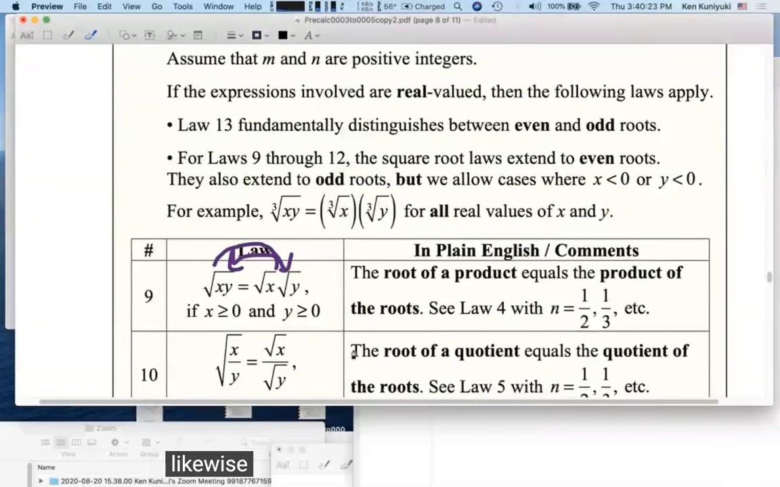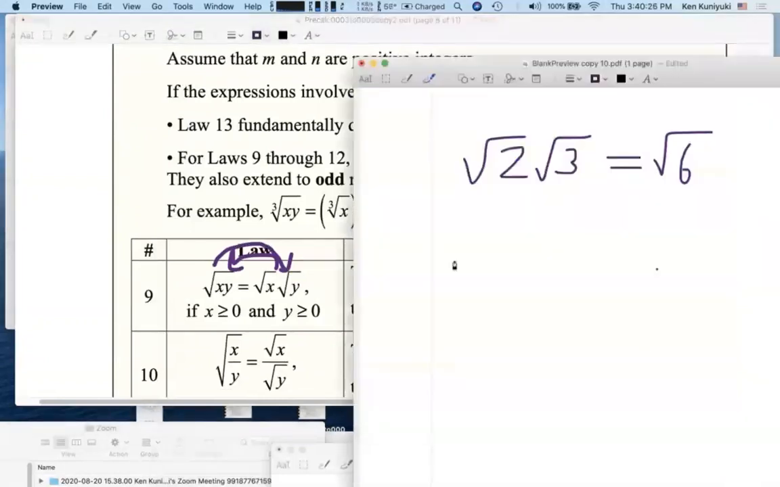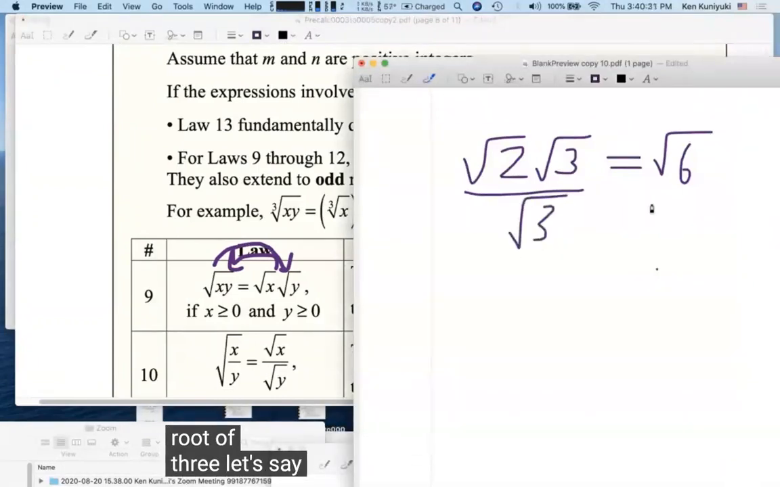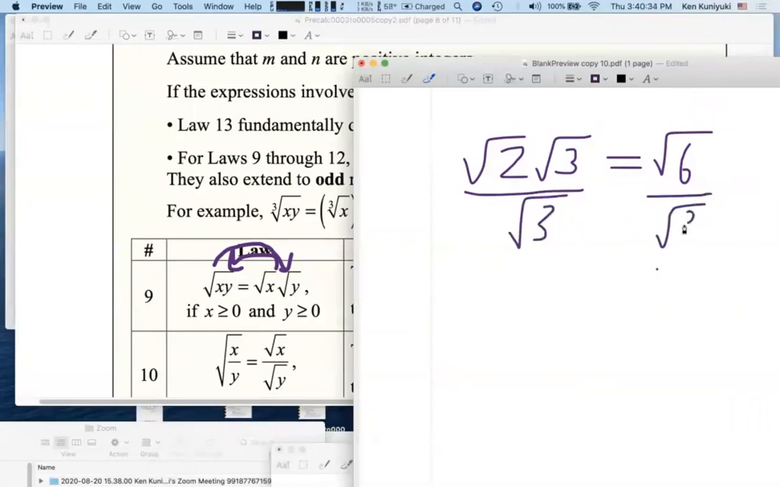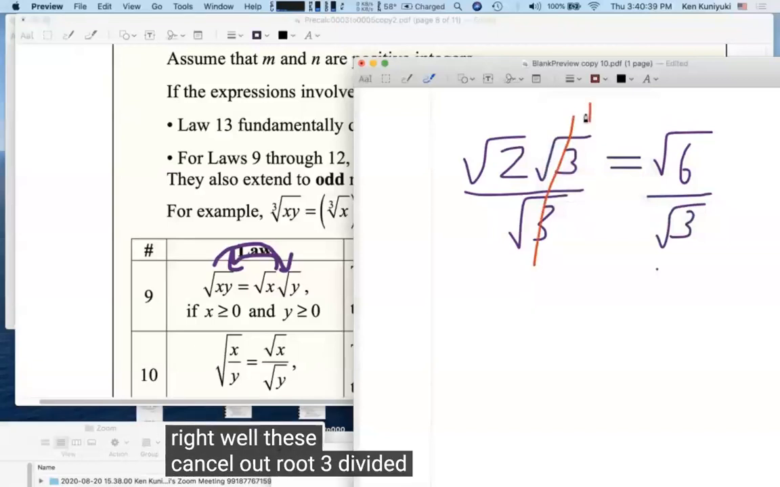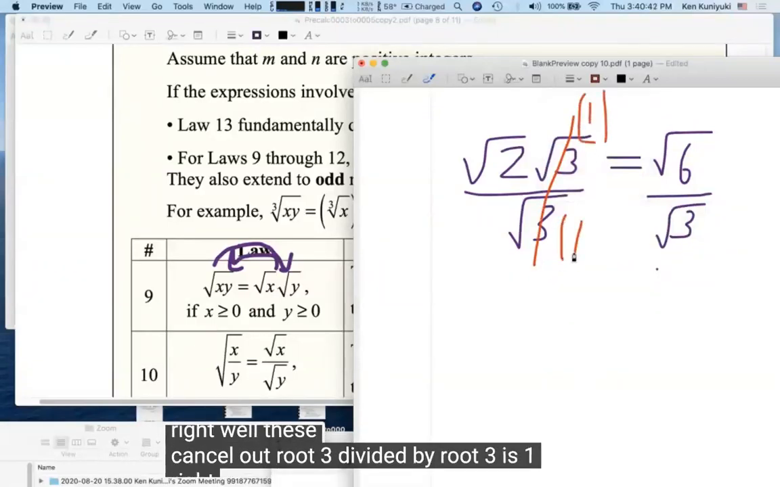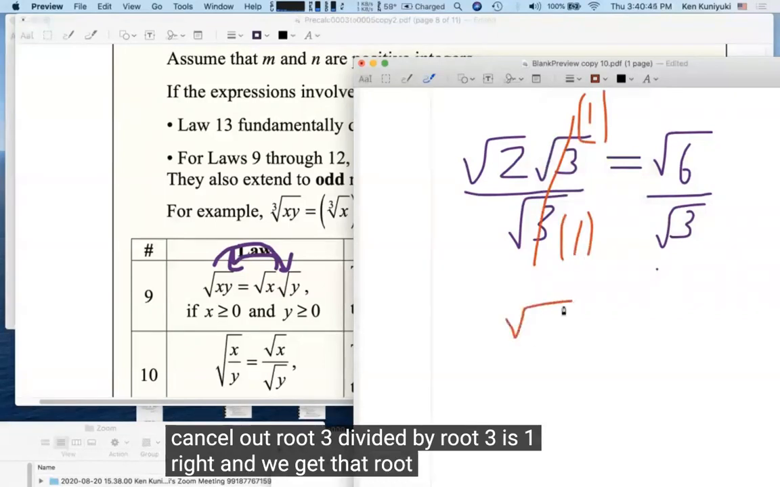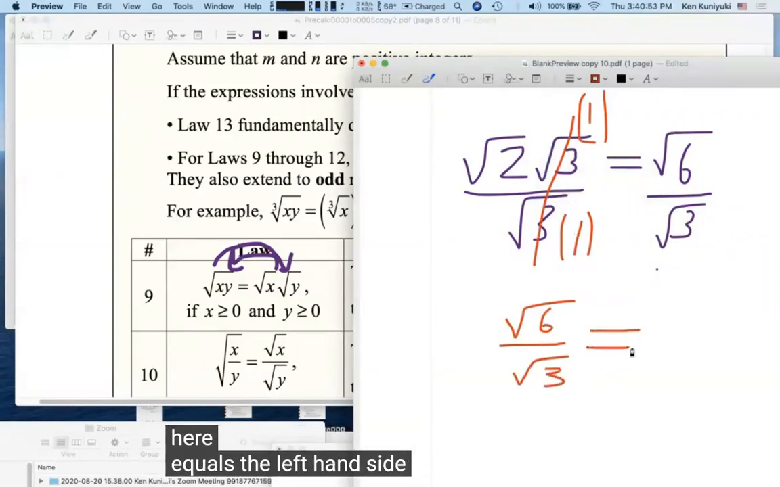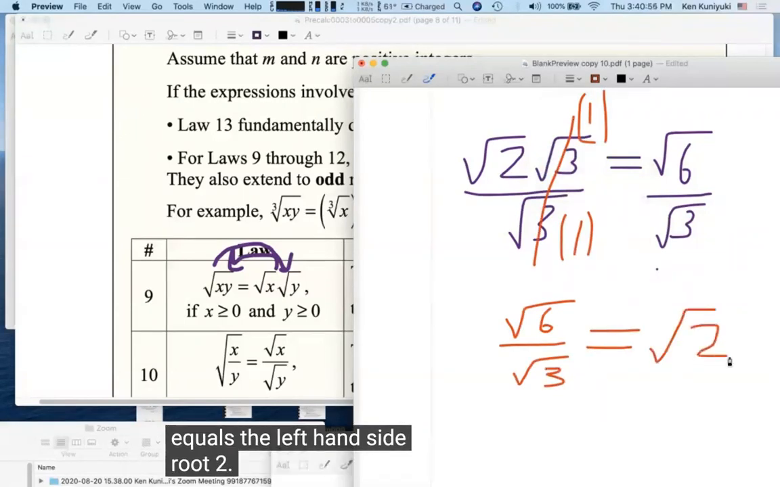Likewise, if we divide both sides by the square root of 3, let's say, well, these cancel out. Root 3 divided by root 3 is 1. And we get that root 6 divided by root 3, the right-hand side here, equals the left-hand side, root 2. Root 6 divided by root 3 is root 2. When you divide roots, you divide the radicands.